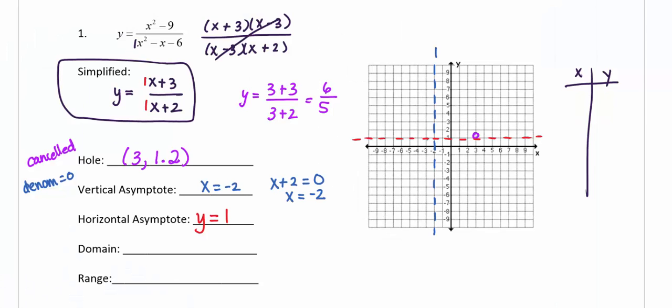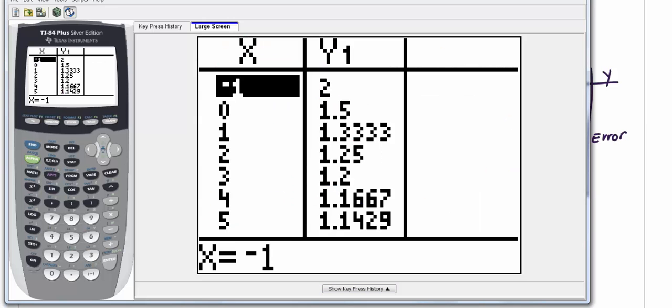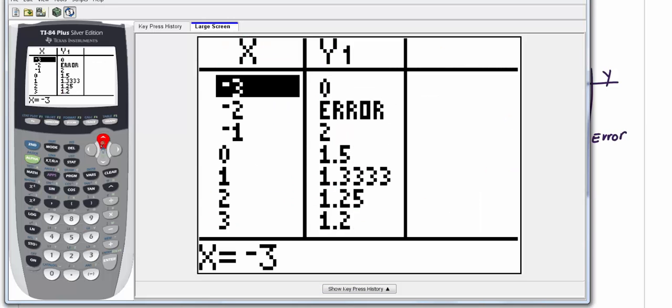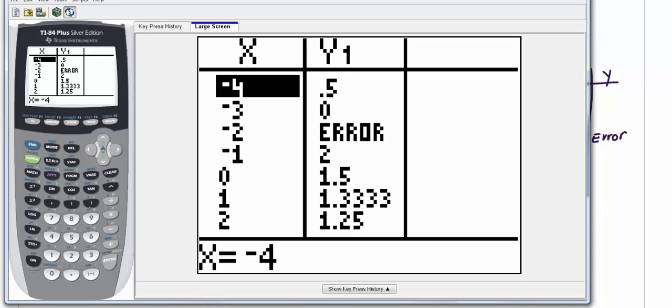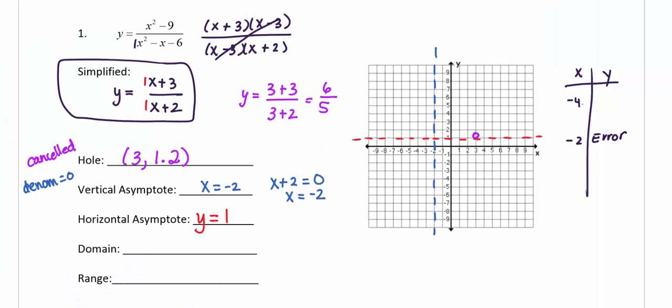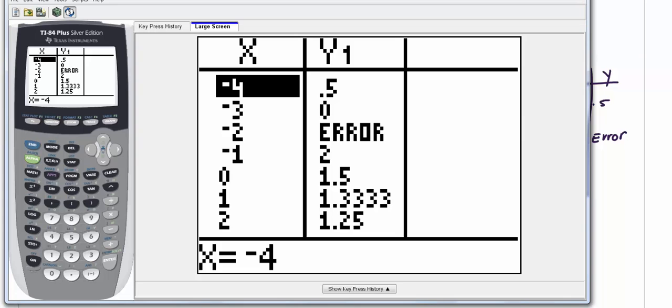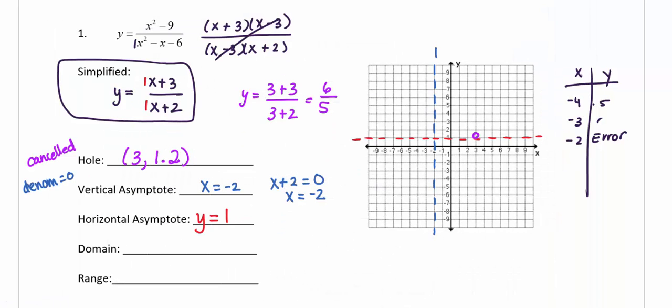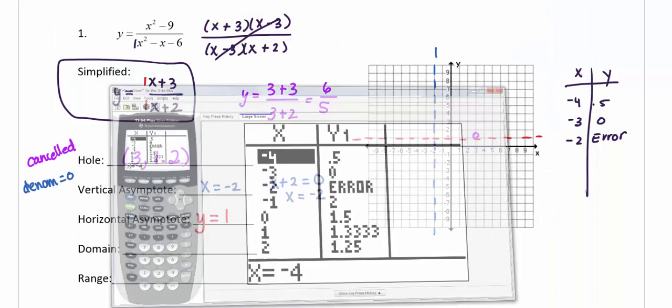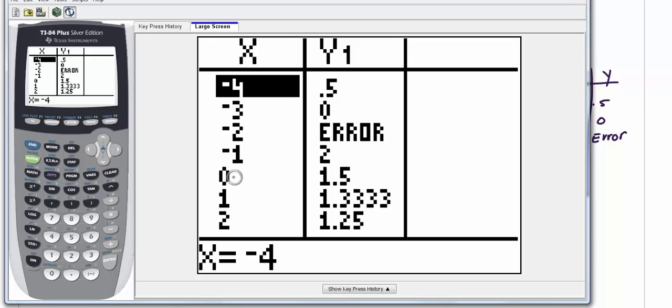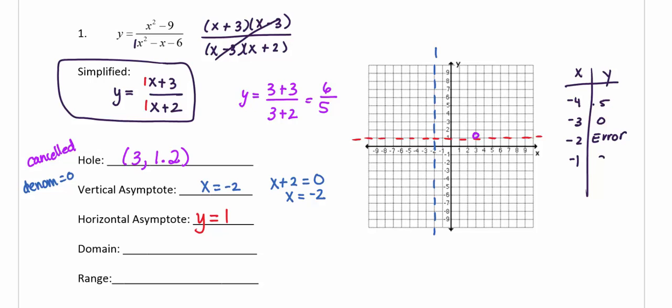So right now my vertical asymptote is at -2. I already know that. That's kind of where I start. So I'm going to go to -2. Then I need to pick some other points to help me just make my shape a little bit easier. So I've got -4 and then a half, and -3, 0. Then I've got -1, 2, and 0, 1.5.